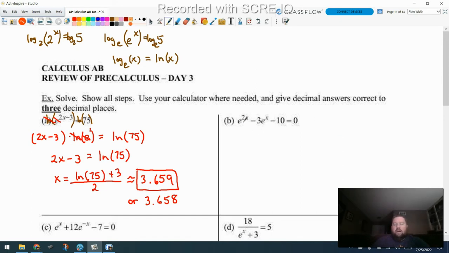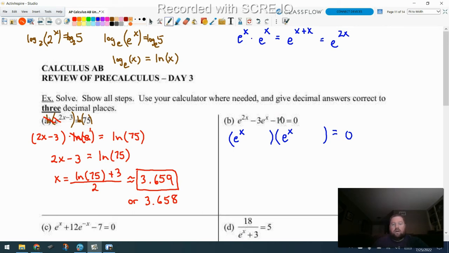All right, letter B. Hopefully you kind of recognize this format from our lesson yesterday with the trig problems. This is a quadratic equation. We've got 3 terms, so we factor when we have a quadratic equation. And so e to the x multiplied by e to the x. And come up here and do a little more work. Remember your exponent rules. If you have like bases and you multiply the bases together, you add the exponents. So that is equal to e to the x plus x, which is e to the 2x.